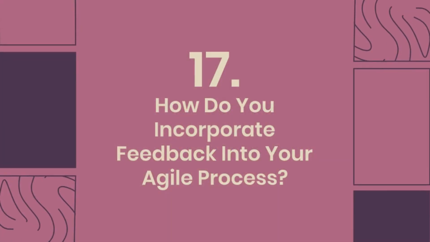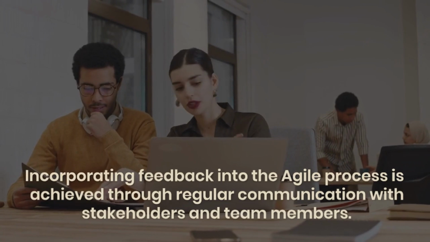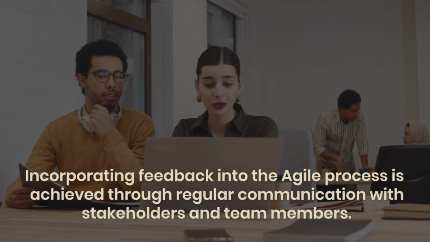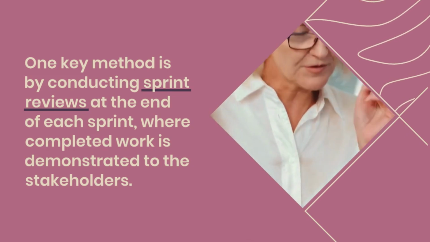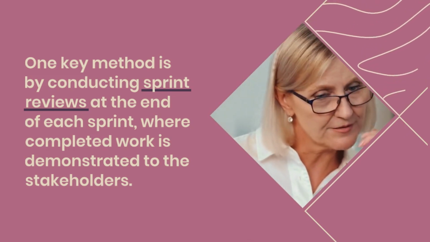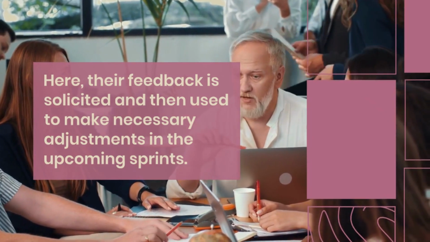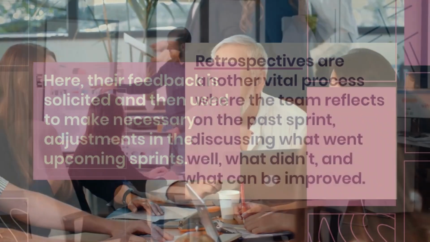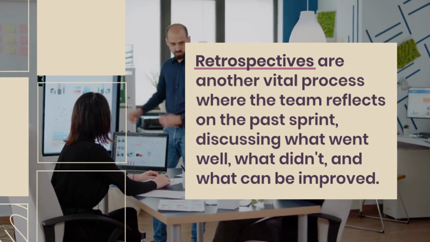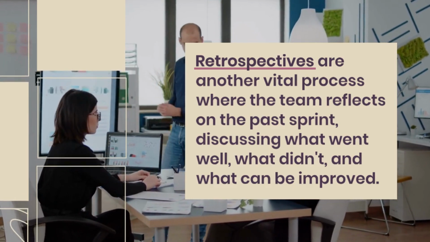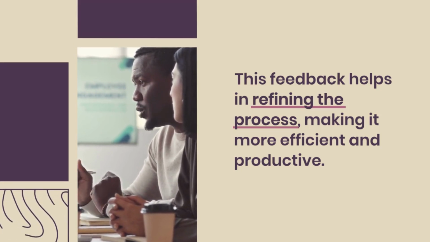17. How do you incorporate feedback into your Agile process? Incorporating feedback into the Agile process is achieved through regular communication with stakeholders and team members. One key method is by conducting sprint reviews at the end of each sprint, where completed work is demonstrated to the stakeholders. Here, their feedback is solicited and then used to make necessary adjustments in the upcoming sprints. Retrospectives are another vital process where the team reflects on the past sprint, discussing what went well, what didn't, and what can be improved. This feedback helps in refining the process, making it more efficient and productive.